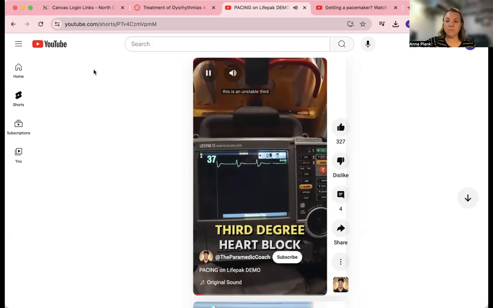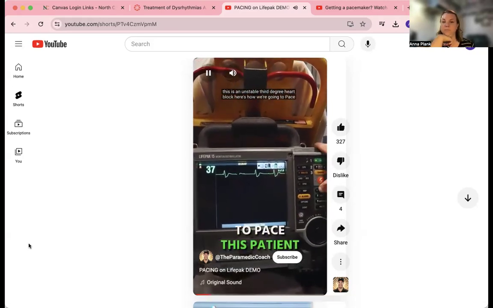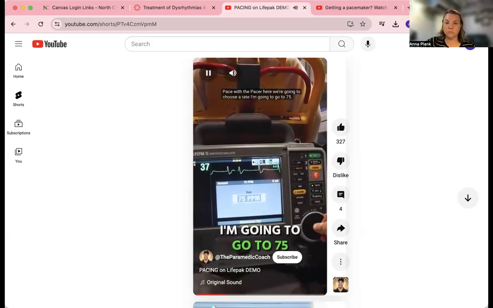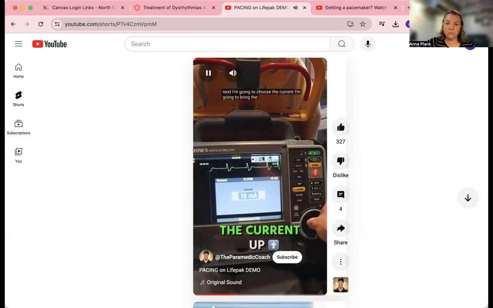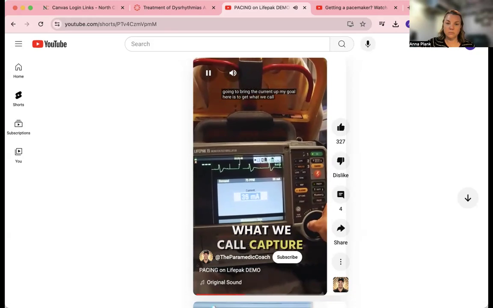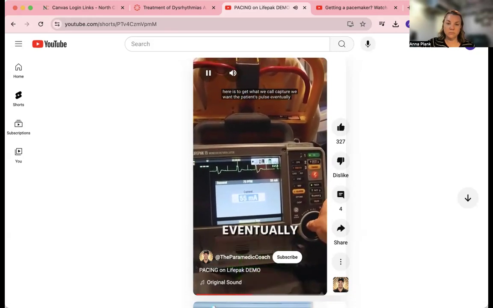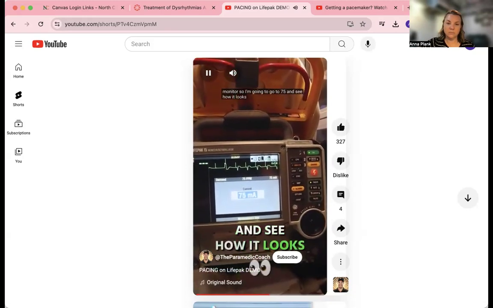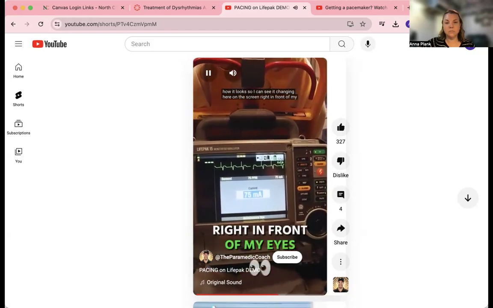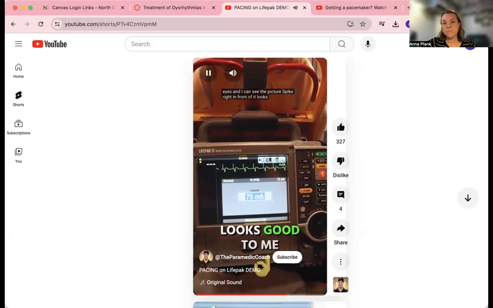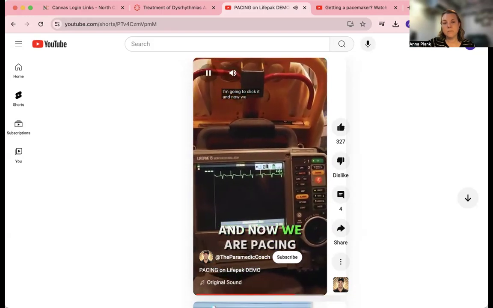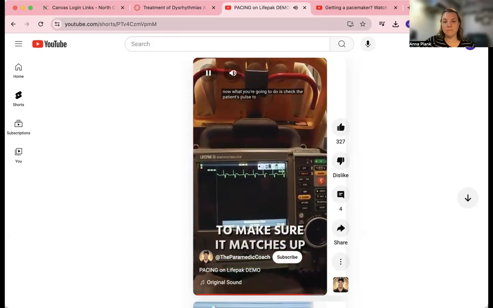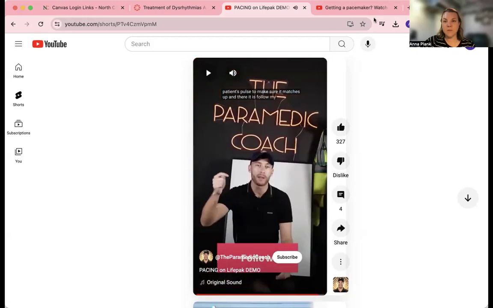An unstable third-degree heart block. Here's how we're going to pace this patient out of this. We're going to pace with the pacer here. We're going to choose a rate. I'm going to go to 75. Next, I'm going to choose the current. I'm going to bring the current up. My goal here is to get what we call capture. We want the patient's pulse eventually to match the current and the pacing of the monitor. I'm going to go to 75 and see how it looks. So I can see it changing here on the screen right in front of my eyes, and I can see the pacer spike right in front of it. Looks good to me. I'm going to click it. And now we are pacing the patient at 75. Now what you're going to do is check the patient's pulse to make sure it matches up. And there it is.